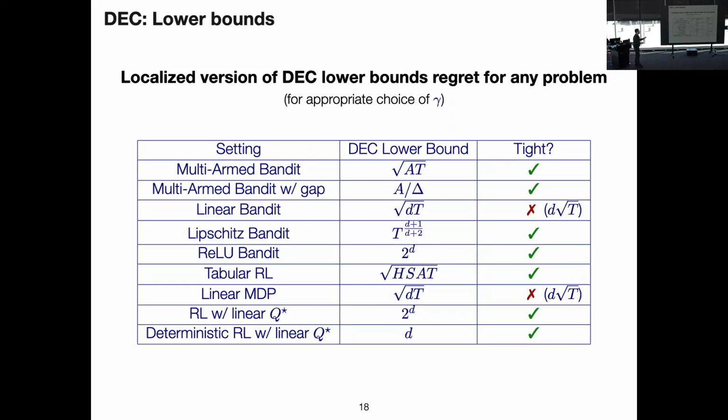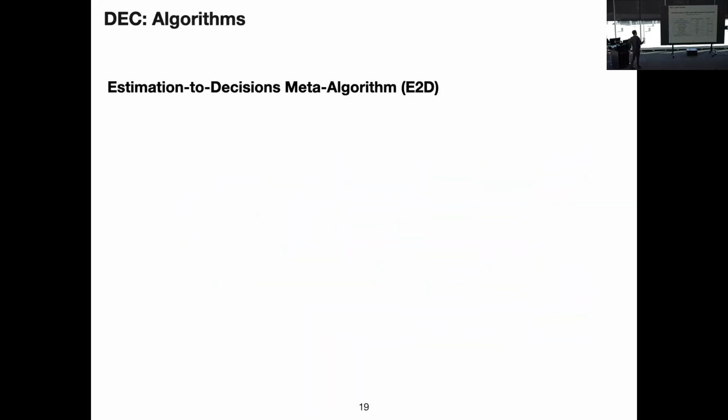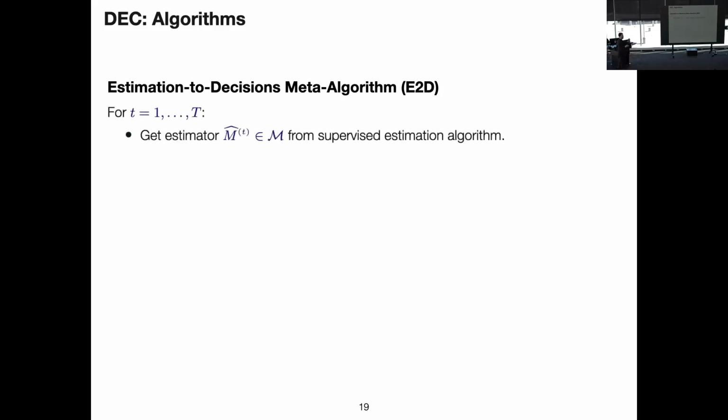Okay, now, as I said, I'll give a little more detail about this in a second, but first I want to say a little about the upper bounds. On the upper bound side, there's a simple meta algorithm associated with the DEC that we call estimation to decisions, or E2D. What you can think about this is it's actually a reduction that allows you to reduce the decision-making problem to the problem of supervised learning or estimation. So I'll just go through this. This is like a 3-line algorithm.